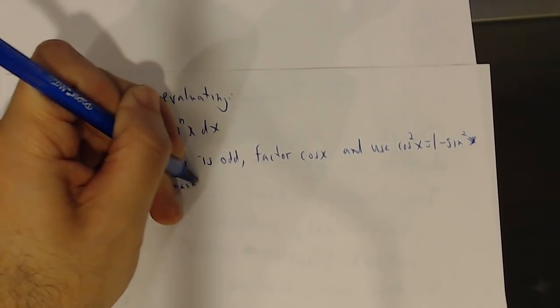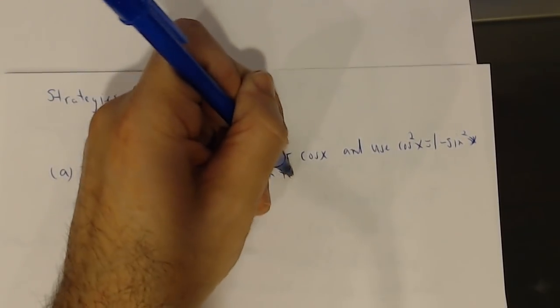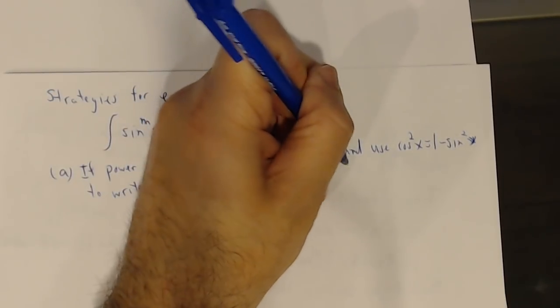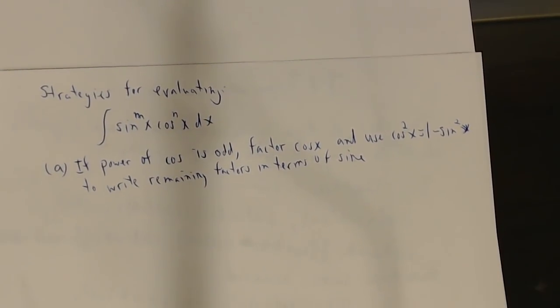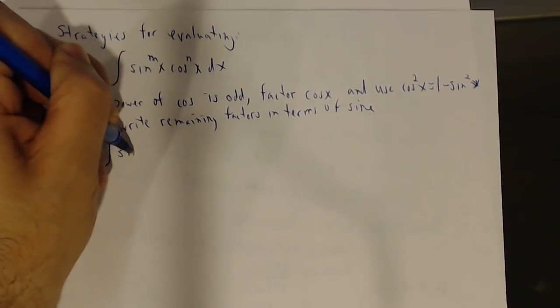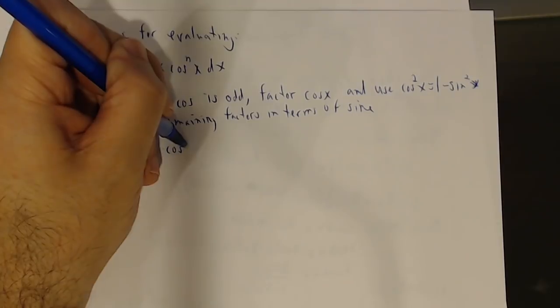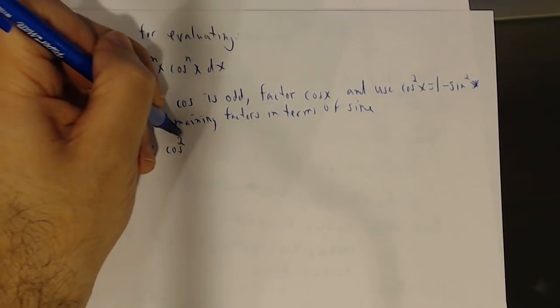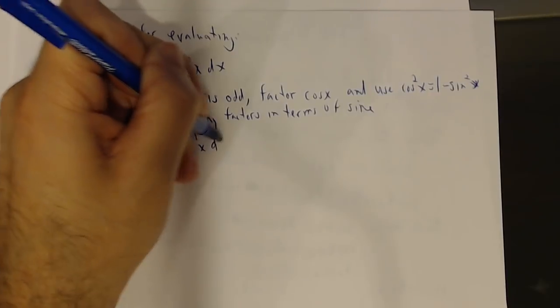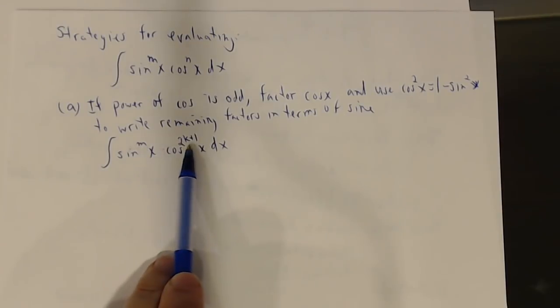to write the remaining factors in terms of sine. So let's work this out and see what happens here. So think of it this way: we have sine to the power of mx times cosine to the power of 2k plus 1 x dx. Now, why is 2k plus 1 odd? Well, we're assuming m and k are integers. So if k is an integer, 2 times k is obviously going to be even, and when you add 1 to it, it becomes odd.